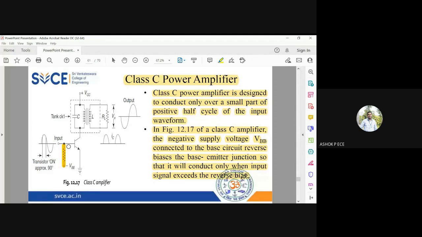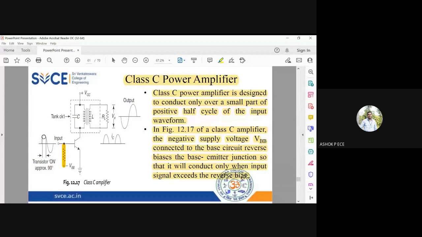So when you give reverse bias to the base emitter junction, the transistor is said to be off. Only when the base emitter voltage becomes more than 0.7 will the transistor start conducting. Otherwise, the transistor is always in the off state. I told you that in Class C, it is going to conduct only for a very, very short amount of time, right? So for the rest of the time, the transistor is kept off by applying a reverse bias voltage minus VEE. You can see it here. This minus VEE ensures that the transistor is off for the majority of the time.